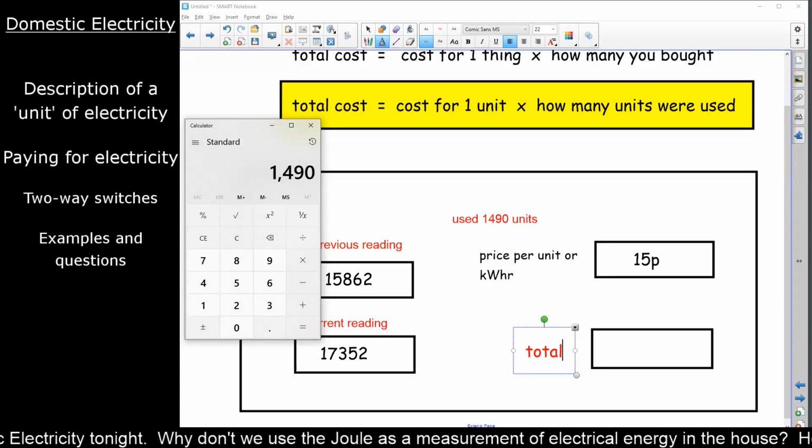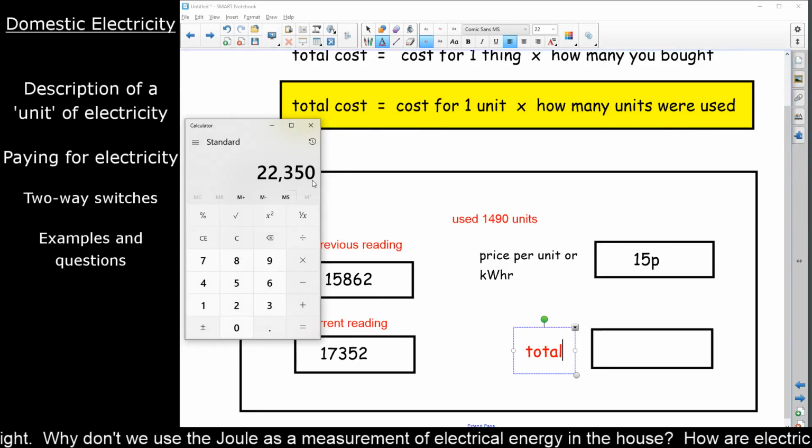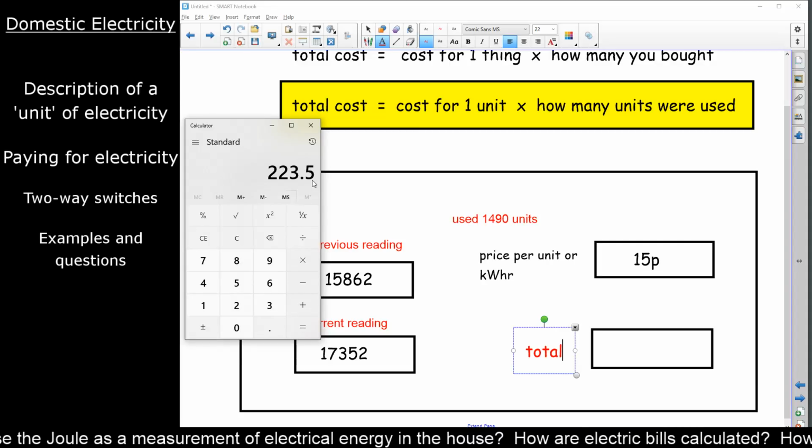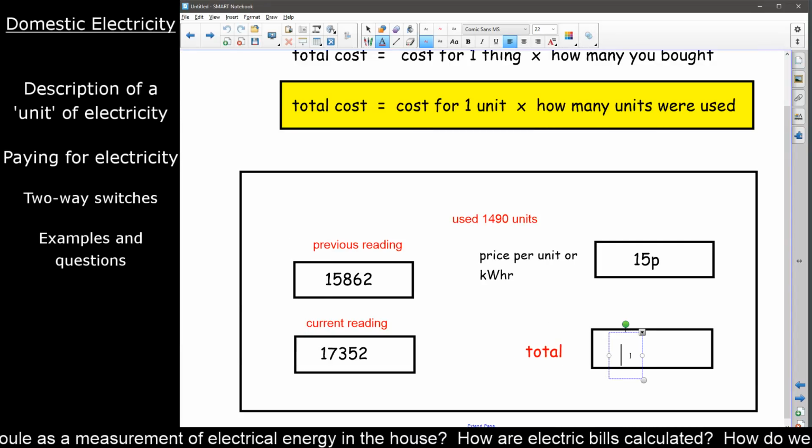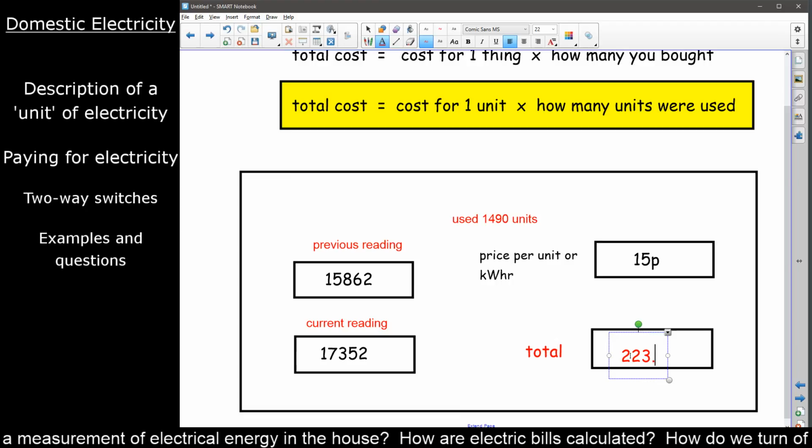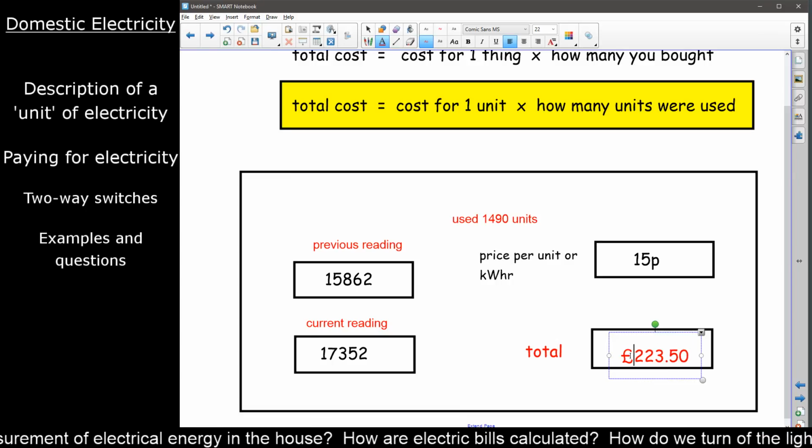Right, so grab the calculator, and we've got 1490 multiplied by 15p, which is 22,350 pence. Now we probably don't want it in that. We'll divide that by 100 to get our answer in pounds, and that's £223.50. Okay, that's a number you can get your head around.